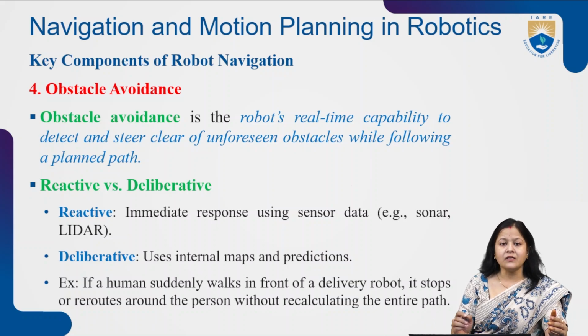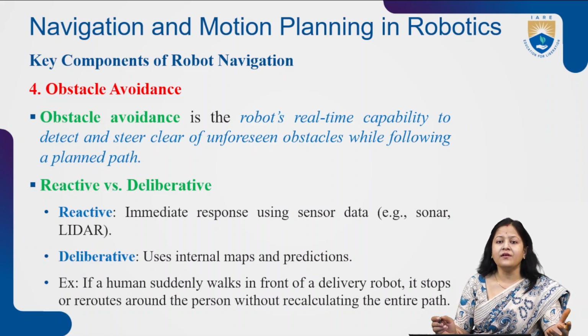Reactive means an immediate response using the sensor data without planning. Whatever data the sensor receives, based on that it takes the action. You can take the example of the robotic vacuum cleaner. Whenever the robotic vacuum cleaner moves on the floor in our home, and if any obstacle comes in front of it, it automatically stops or automatically moves left or right. That is called a reactive decision.